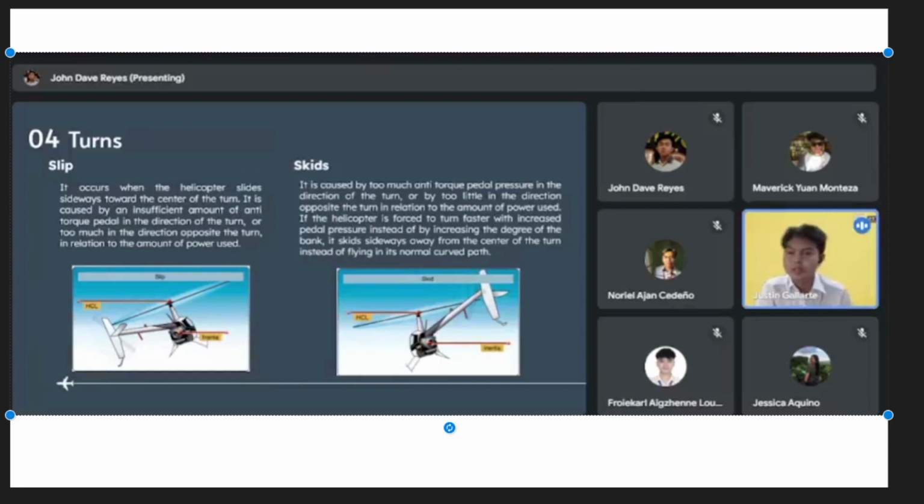Now, what is a slip and skid? First, let's define slip. It occurs when the helicopter slides sideways towards the center of the turn. It is caused by an insufficient amount of anti-torque pedal in the direction of the turn, or too much in the direction opposite the turn in relation to the amount of power used. Next is skid. It is caused by too much anti-torque pedal pressure in the direction of the turn, or by too little in the direction opposite the turn in relation to the amount of power used. If the helicopter is forced to turn faster with increased pedal pressure, instead of by increasing the degree of bank, it skids sideways away from the center of the turn instead of flying in its normal curved path. Next slide, please.